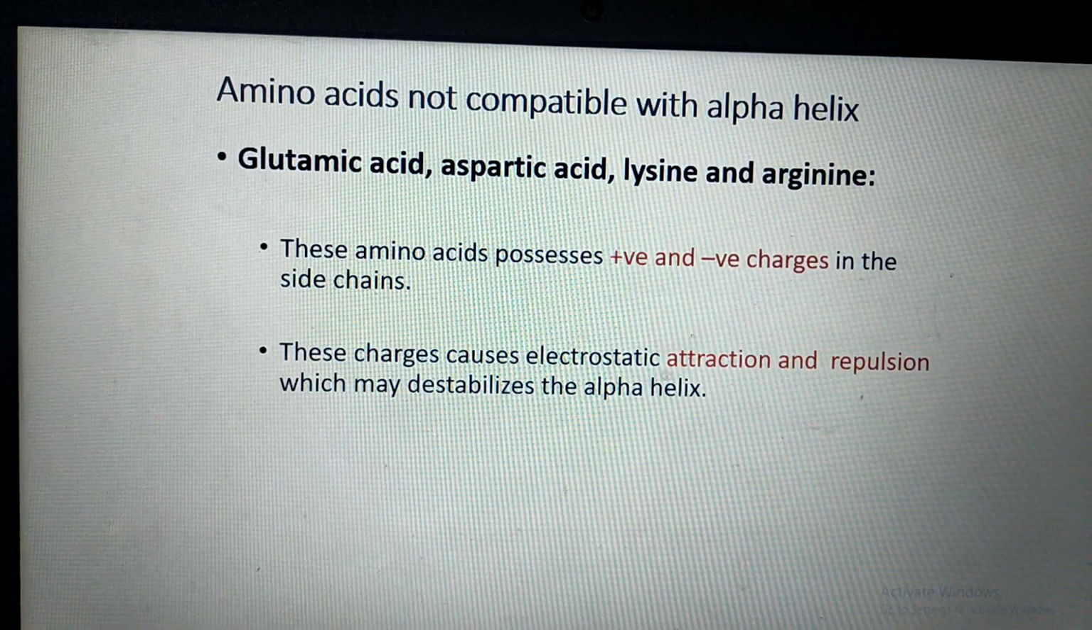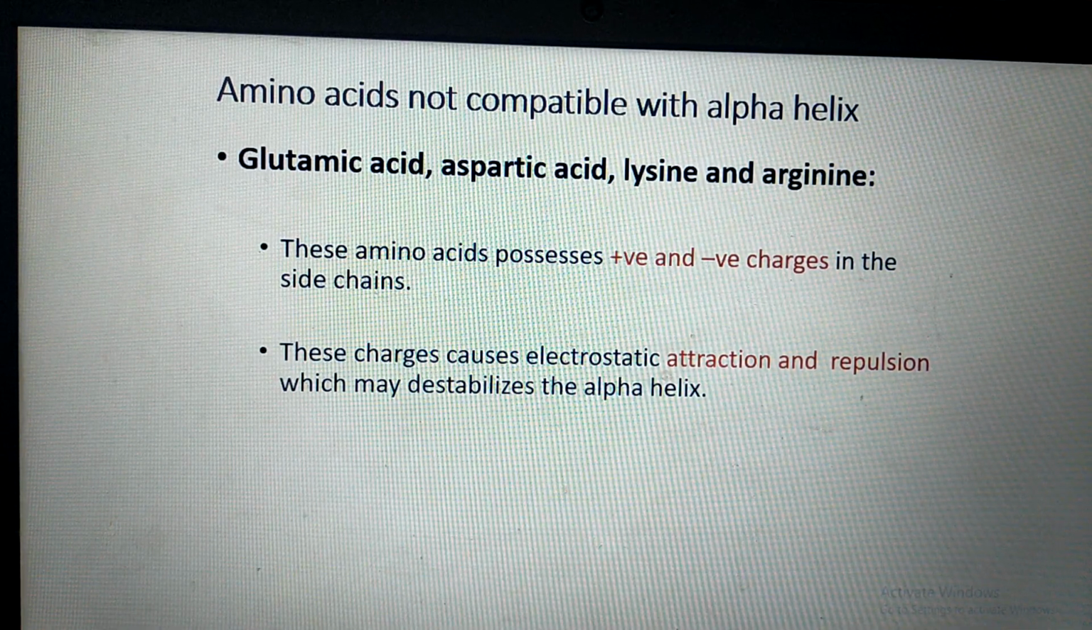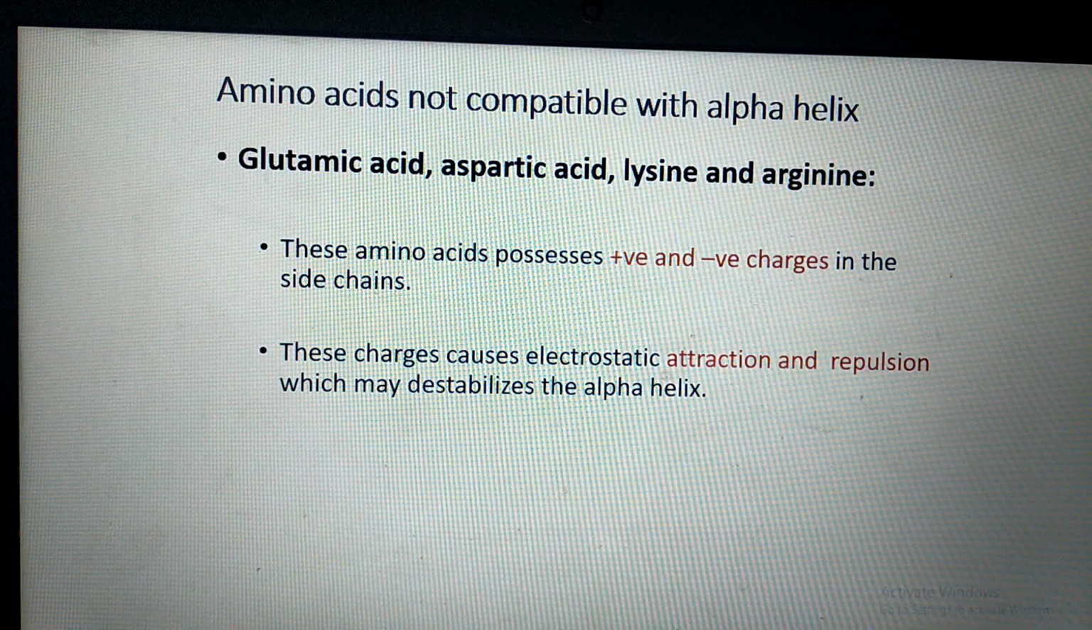Next, amino acids which are not compatible with alpha helix structure are charged amino acids like glutamic acid and aspartic acid having negative charge, lysine and arginine having positive charge. Because of the presence of these charges in the protein molecule, attractive or repulsive forces are generated, which also destabilizes the alpha helical structure, and hence such amino acids are also present in less quantity in alpha helical structure.